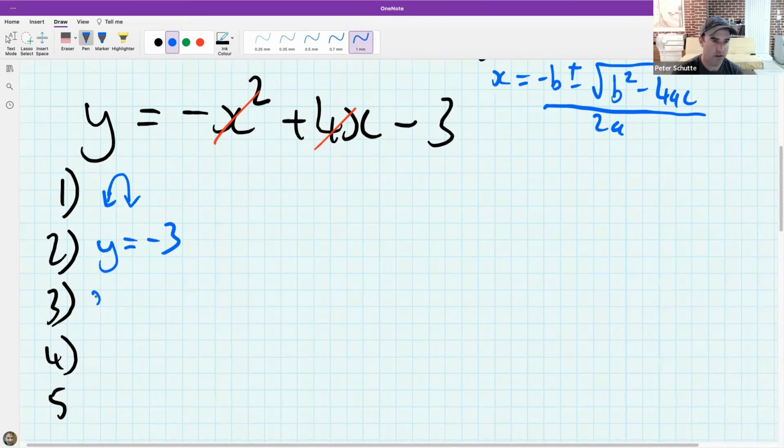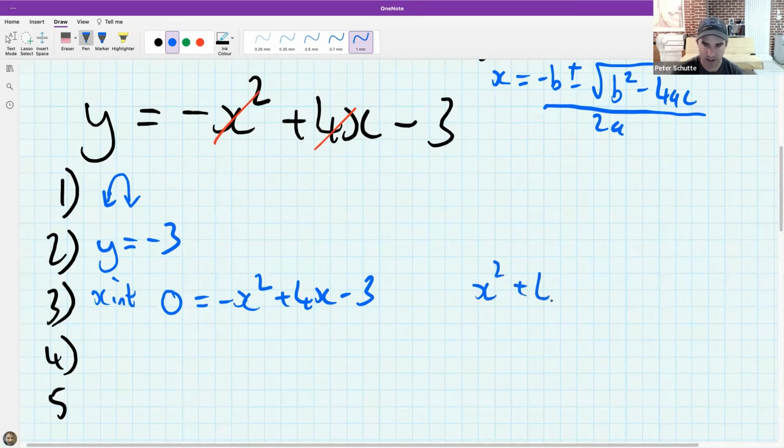So for the x-intercept, I want to make y naught. Now I think I'm not going to use the formula this time. I'm going to be a little bit sneaky and use factorizing because I think I can factorize this one. But the formula will give you exactly the same answer.